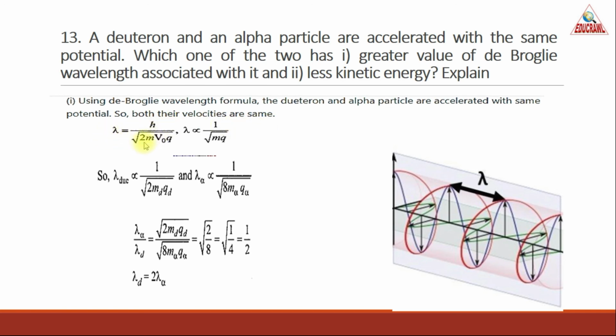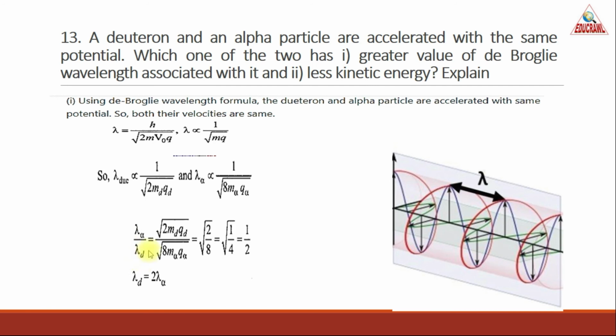So, we know the expression for lambda: lambda is equal to h by square root of 2 m v0 q. Here, v0 is constant for deuteron and alpha. 2 is also a constant. So, we can write that lambda is proportional to 1 by square root of m into q. Hence, lambda of deuteron is proportional to 1 by square root of 2 m, that is mass of the deuteron, into charge of the deuteron, and lambda alpha, that is wavelength of alpha particle, is proportional to 1 by square root of 8 into mass of alpha particle into charge of alpha particle, which is m alpha and q alpha. Now we have to divide lambda alpha by lambda deuteron.